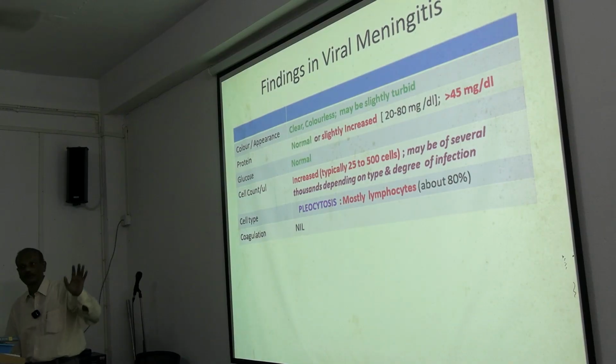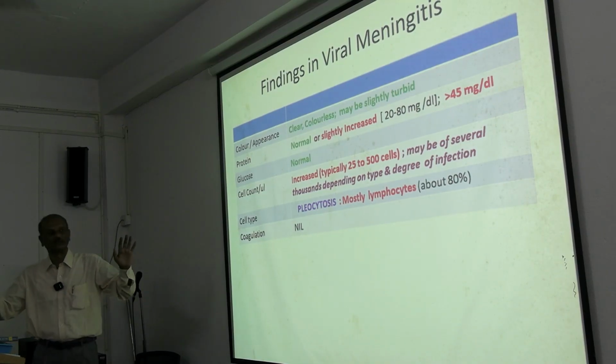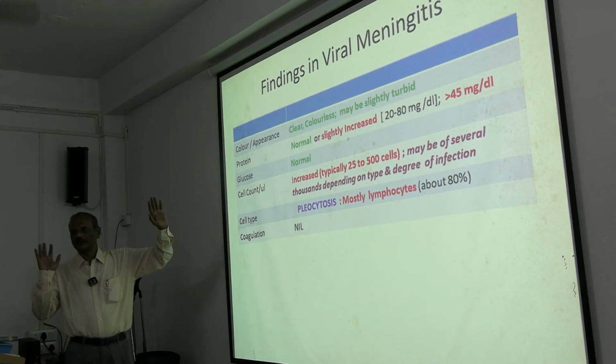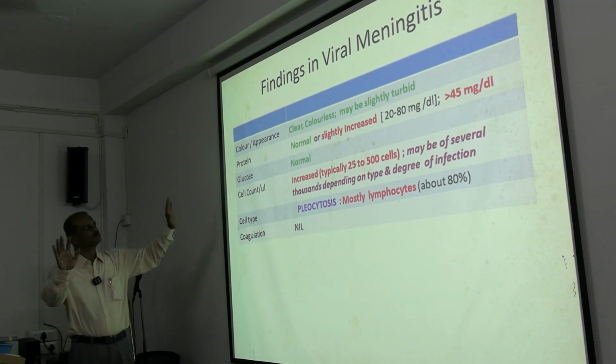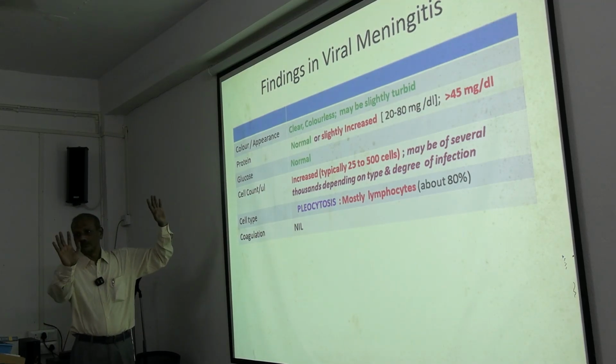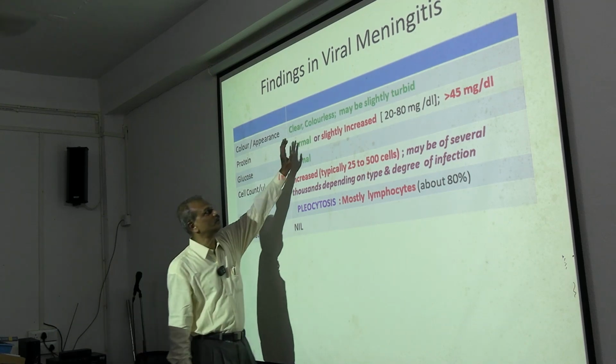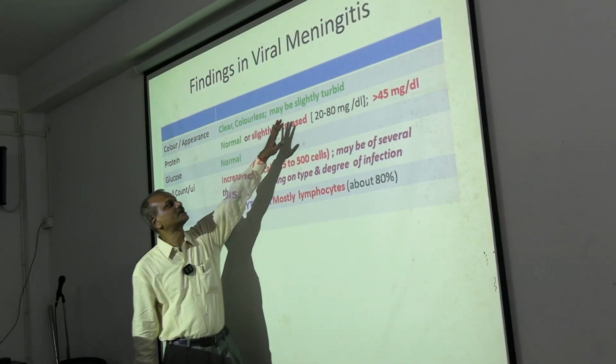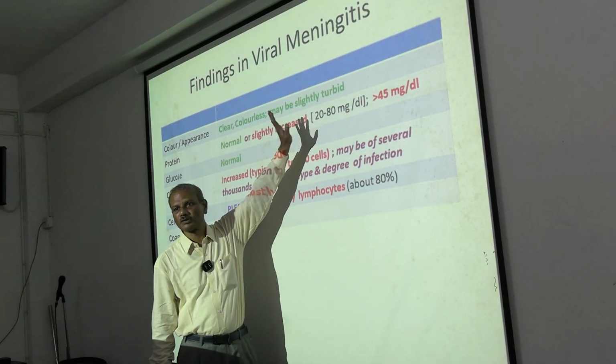So findings, now you look at this clearly, try to understand. Appearance will be clear, colorless, or it might be slightly turbid. Viral meningitis is not normal. So there are three possibilities. Early phase, you will get this one. A little bit advanced case, you will get a slightly turbid, not too much turbidity.